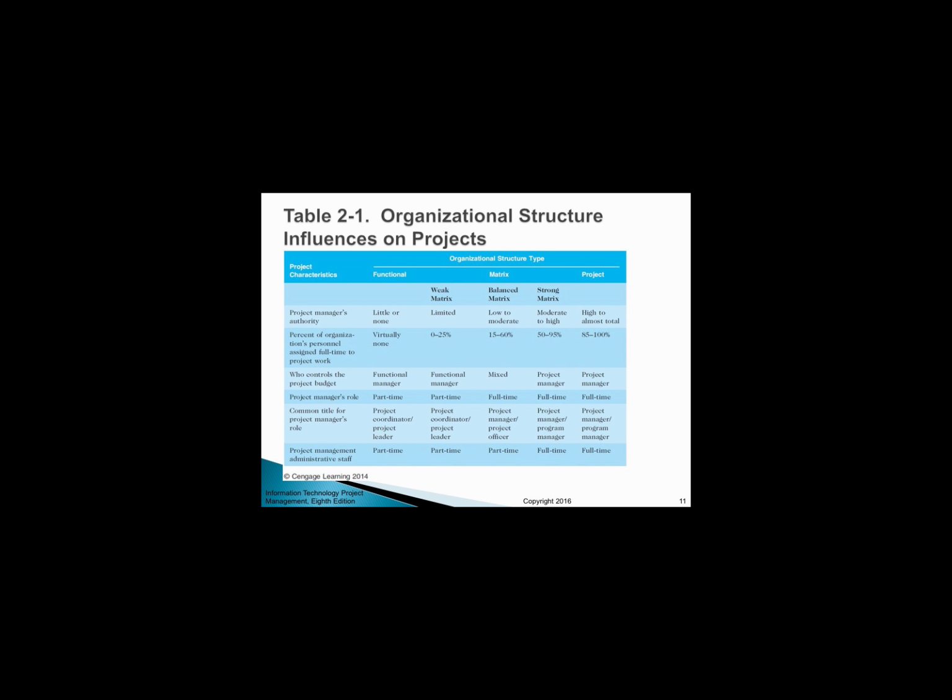Table 2.1 summarizes how organizational structures influence projects and project managers, based on information from several versions of the PMBOK Guide. Project managers have the most authority in a pure project organizational structure and the least amount of authority in a pure functional organizational structure. It is important that project managers understand their current organizational structure.